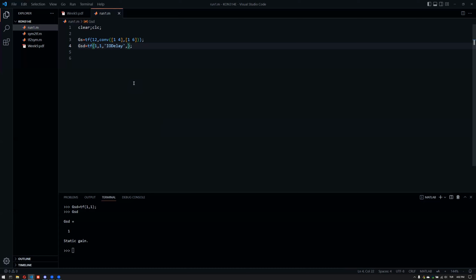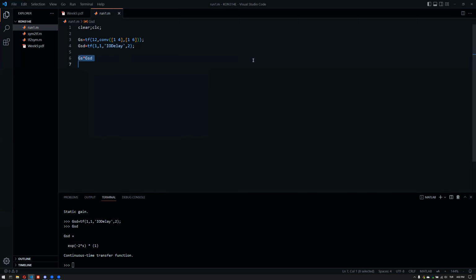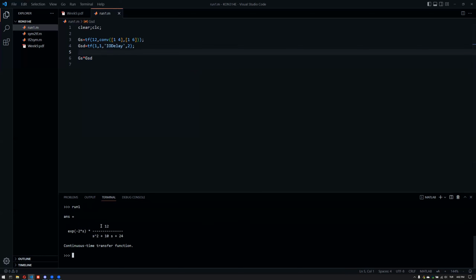So we specify the amount of delay. In this case, it's 2 seconds. Now we will have basically a pure delay transfer function that we can use with most of the control system toolbox functions here. And if I multiply these two together, G(s) times G_sD, you don't have to separate them. I'm just doing it for the sake of explanation here. Of course, we need to run this here. So run it. You can see I have 12 divided by s squared plus 10s plus 24 times e to the power of minus 2s.